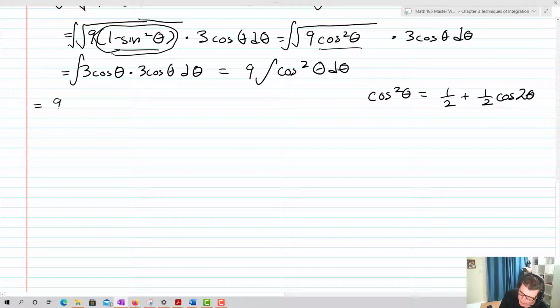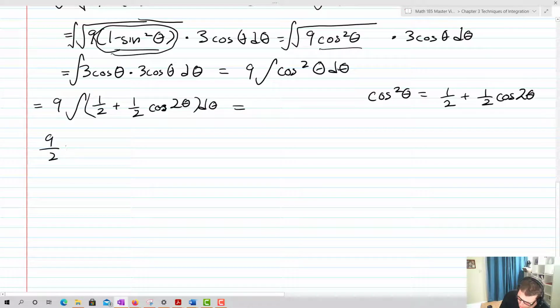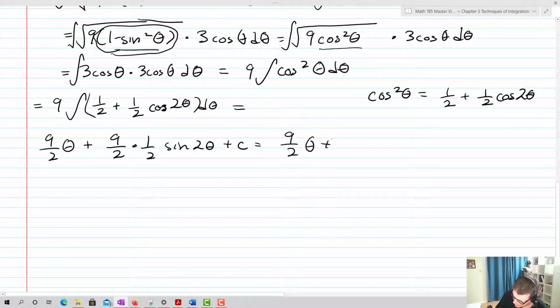So this is going to end up equaling 9 times the integral of 1/2 plus 1/2 cosine 2 theta d theta. And this will then equal 9 over 2 theta plus 9 over 2 times 1/2 sine of 2 theta plus c. Okay, which if we just rewrite this gives me 9 over 2 theta plus 9 over 4 sine 2 theta plus c.